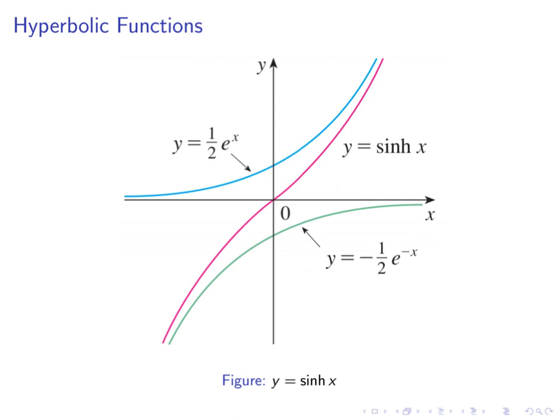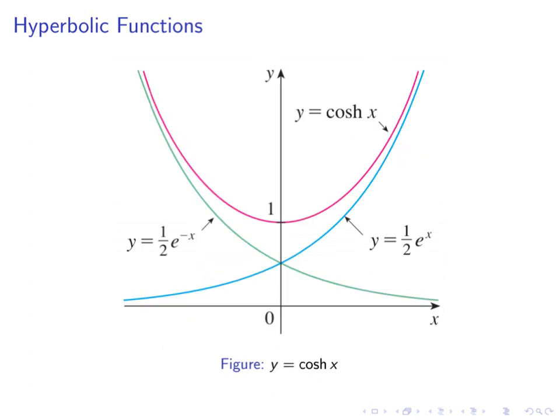So I have some graphs here. This is what sinh looks like. It kind of looks like a cubic function, but not exactly. Note that this is 1/2 e to the x, and this is negative 1/2 e to the negative x. So if you added up this function and this function, you would get this guy. Okay? And then cosh looks like this. It almost looks like a parabola, because here's 1/2 e to the negative x, here's 1/2 e to the x, and if I added them up, this is what I would get. Like I said, it's almost parabolic looking. It's not a parabola, I don't think, but it kind of looks like it.